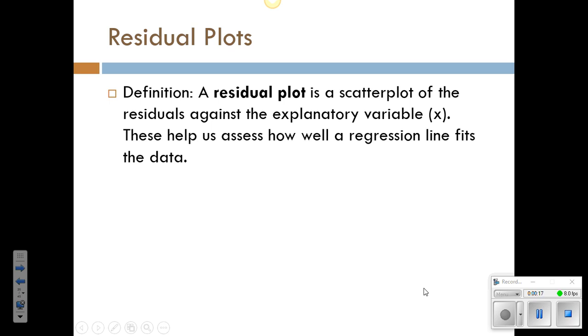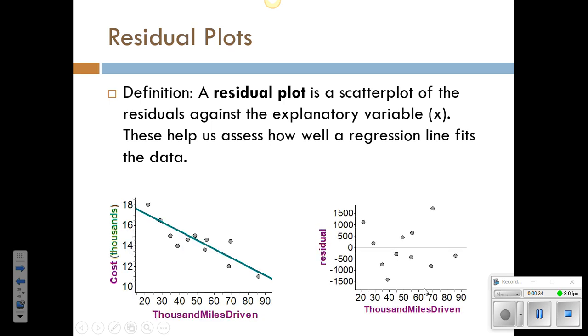Yesterday we were talking about the scatter plots of used Honda CRVs, the number of miles driven compared to the predicted price. So we looked at a scatter plot. Today what we're going to do is turn that scatter plot into a residual plot. So if you take a look here, both of these are in your notes. The scatter plot is going to be on the left. The residual plot is going to be on the right.